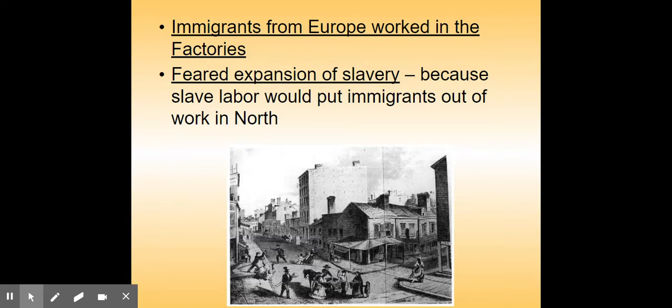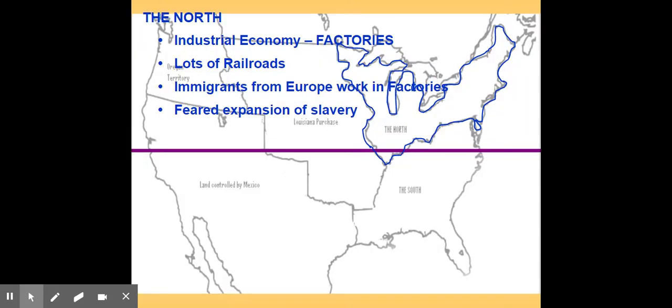I realize there are differences between slavery and the treatment of immigrants. But the South says, if you're going to criticize us, you need to look at yourself too in the way you're treating these immigrants. So this is what I want you to write down for the North. It's an industrial economy, lots of factories.